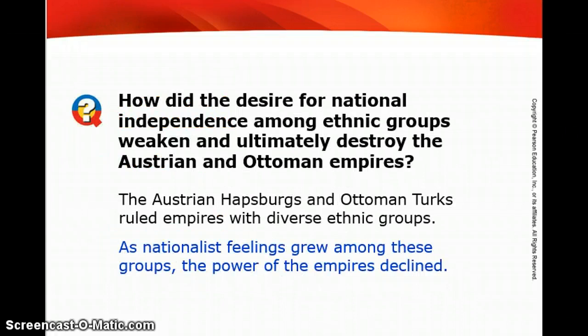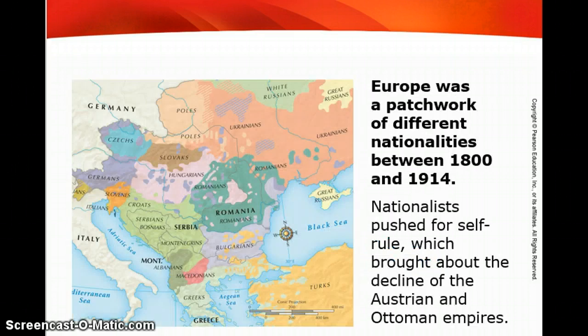How did the desire for national independence among ethnic groups weaken and ultimately destroy the Austrian and Ottoman empires? Both empires will be gone at the end of World War I. The Austrian Habsburgs and Ottoman Turks ruled empires with diverse ethnic groups. Nationalistic feeling grew among these groups, and the power of the empires will decline. Europe was a patchwork of different nationalities between 1800 and 1914. Nationalists pushed for self-rule, which brought about the decline of both empires.